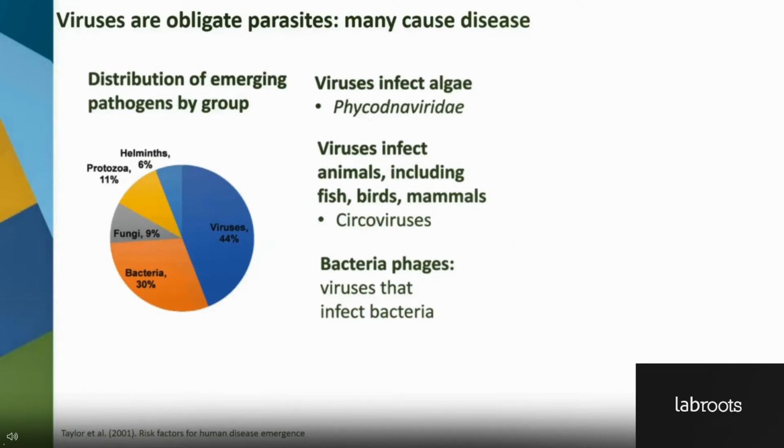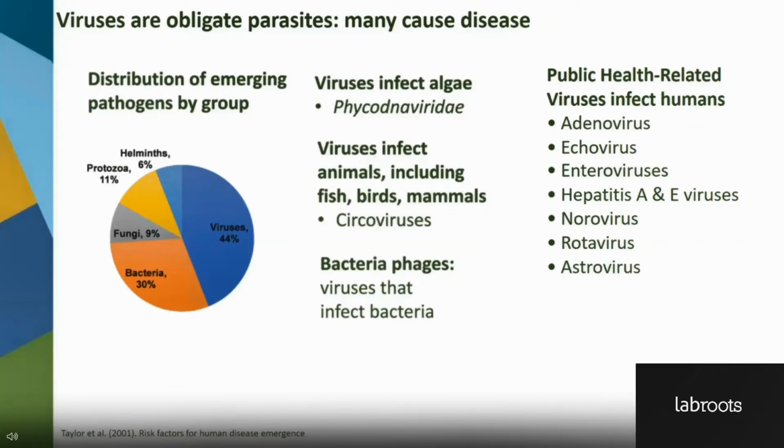Virus can infect algae. It can also infect animals, including fish, bird, and mammals. Virus can also infect bacteria, which is also called bacteriophages. For public health concern, viruses can infect humans. These are the top viruses that affect water quality, and most of them are in the EPA microbial contaminant candidate list, such as adenovirus, hepatitis A, norovirus, and enteroviruses.